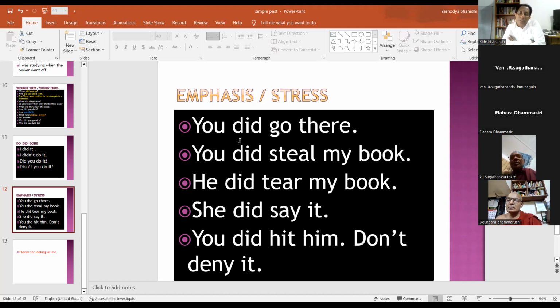Then what happens here? දැන් මෙතන මොකද වෙන්නේ? You did go there, emphasizing, stressing. You did go there. ඔයා අනිවාර්යයෙන් මෙහෙ ගියා. You did go there. You went there for sure.